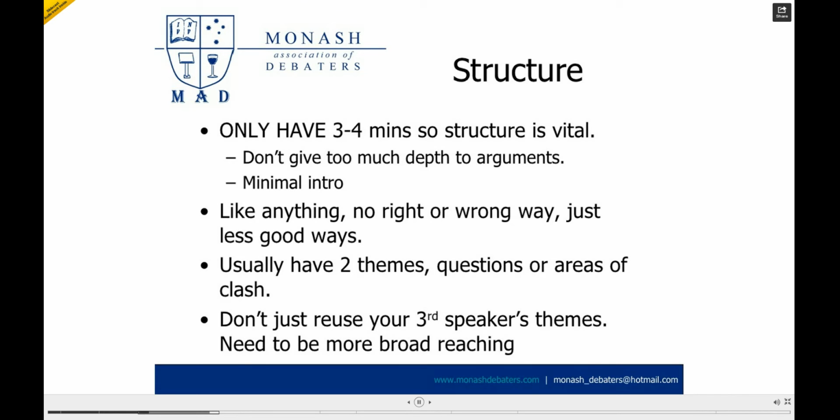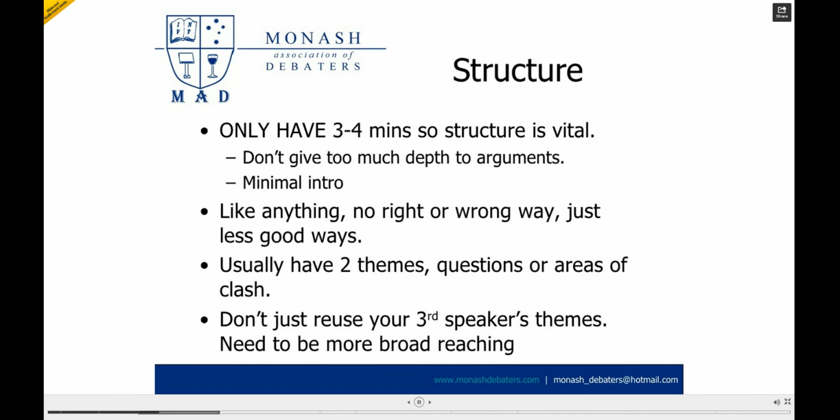First of all, have a very minimal intro. So like if you're speaking third speaker, you'll often have like a minute to a minute and a half setting up your speech, like identifying the big clashes in the debate and like mocking the other side. You don't have time to do that in a reply speech. A reply intro is basically just listing what those themes are going to be and then getting stuck into them. It shouldn't take more than about 20 to 30 seconds.